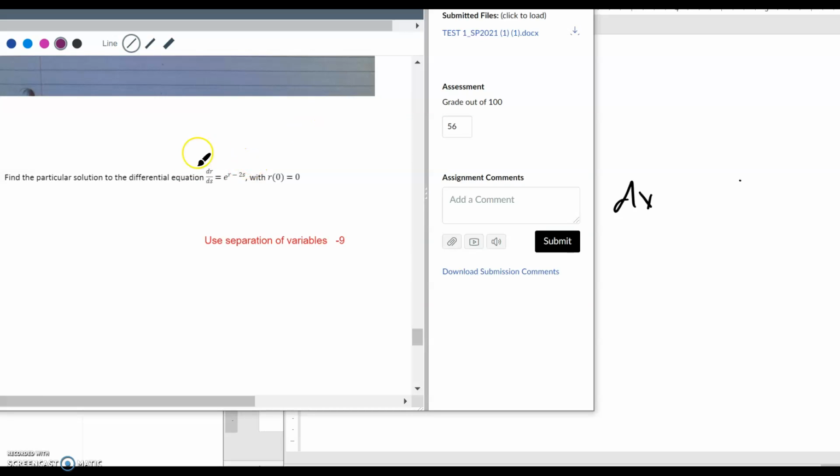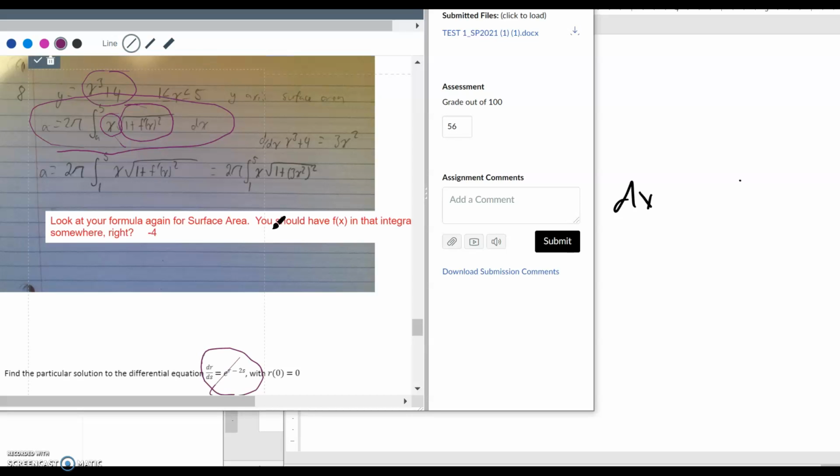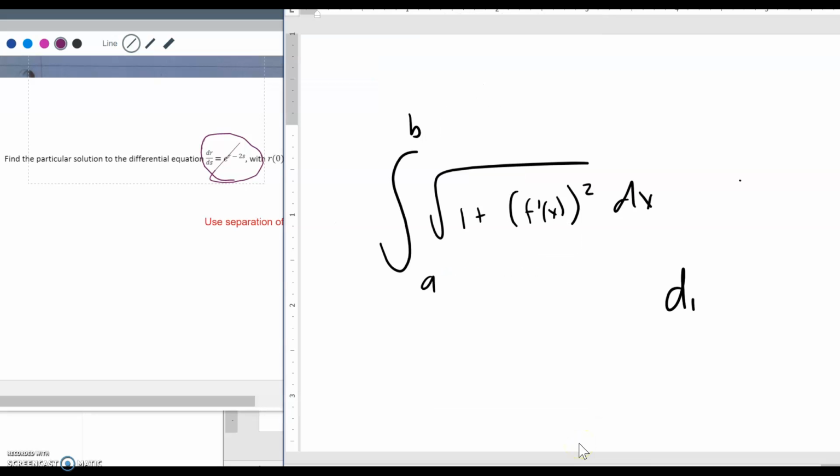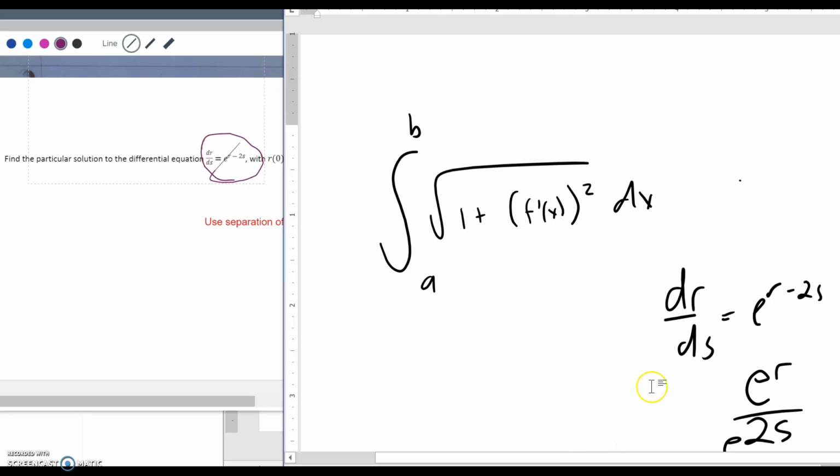Let's see. This one, you're going to do separation of variables. So you've got to separate these guys. There are some similar examples in your book. When I say separate, I mean if you've got dr/ds equals e to the r minus 2s, you should be able to separate those. For example, multiply both sides by ds. Well, here's the key. e to the 2s, that's the same thing.